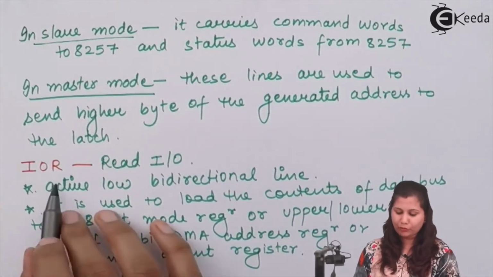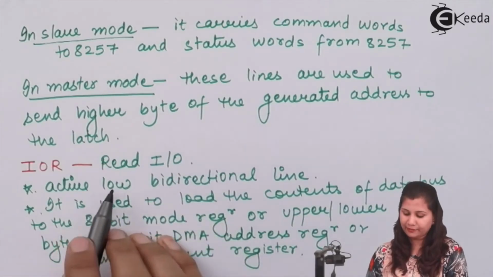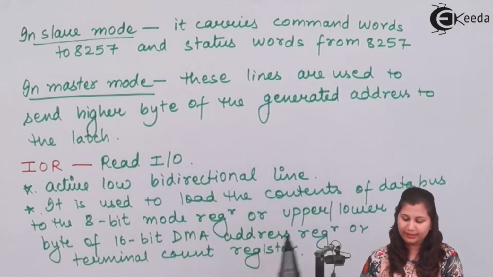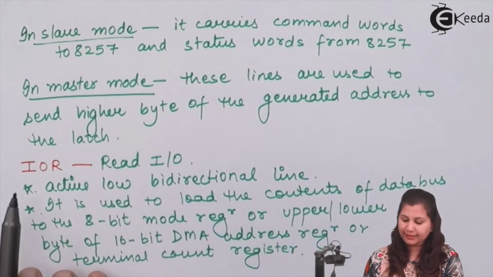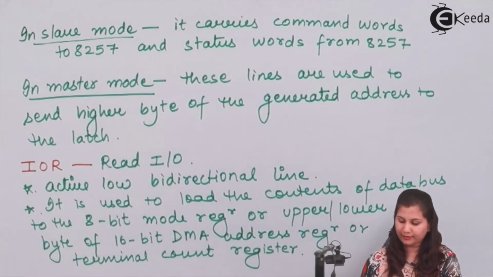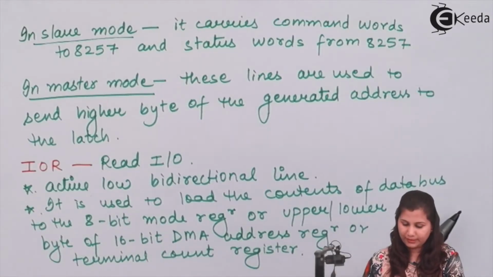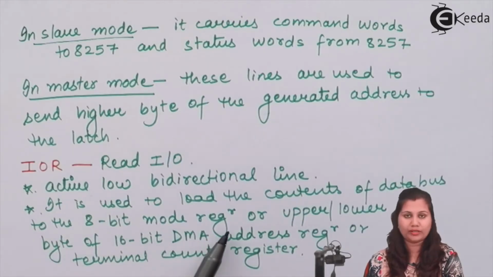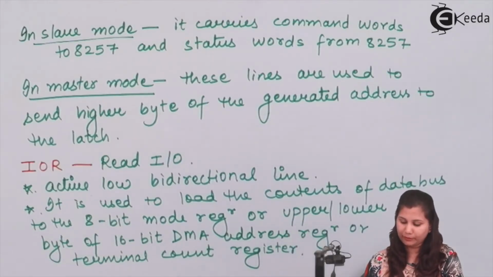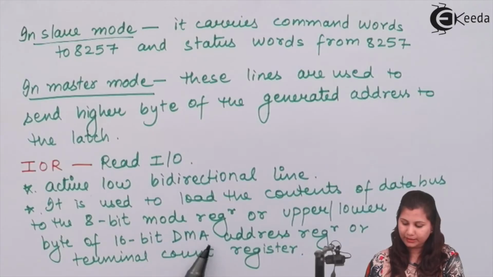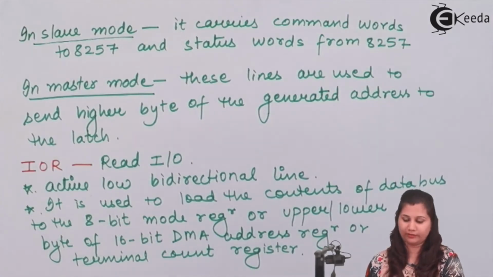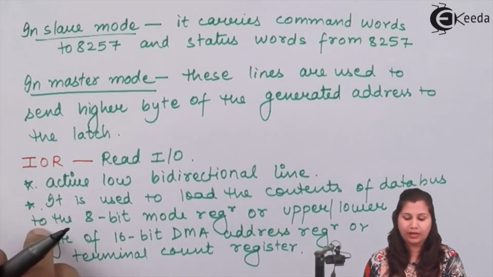So this input output read signal, it's an active low bidirectional line. It's an active low signal, and this signal is used to load the contents of the data bus to the 8-bit mode register or the upper and lower byte of the 16-bit DMA address register or terminal count register. So it is loading the data into the input output devices. Okay. So this was the function of the IOR.